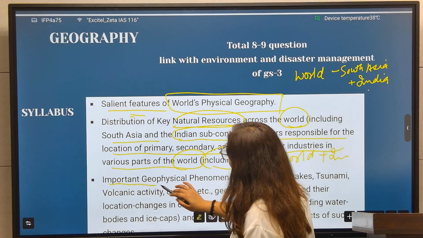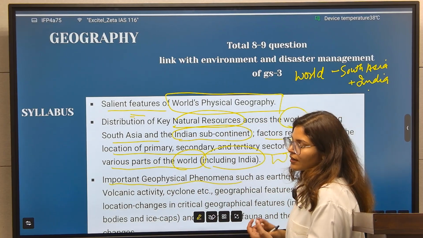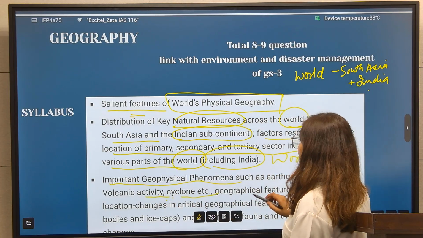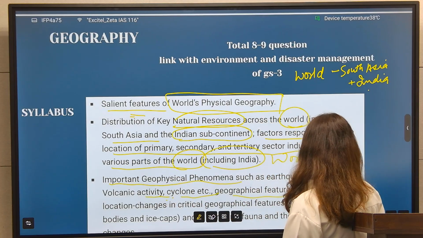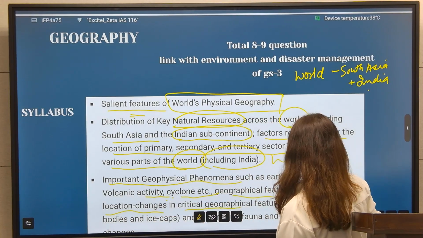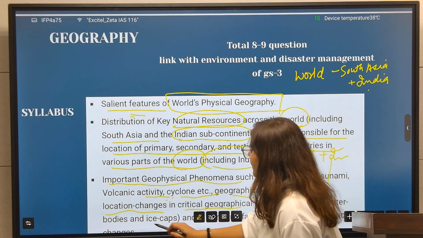Third, important geophysical phenomena such as earthquake, volcano, tornadoes, volcanic activity, cyclone. Geographical features and their location, changes in critical geographical features, including water bodies and ice cap.